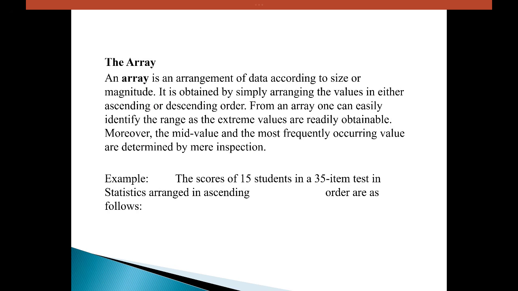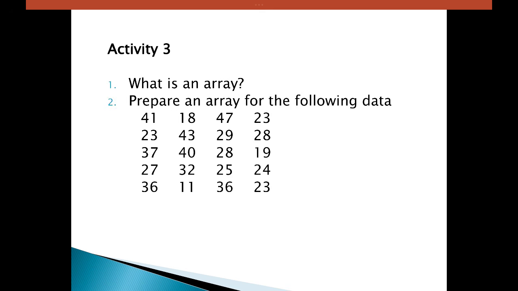What is an array? An array is just an arrangement of data according to size or according to magnitude. It is simply obtained by arranging the values in either ascending or descending order. That is an array. For example, the scores of 15 students in a 35 item test in statistics are arranged in ascending order as follows.